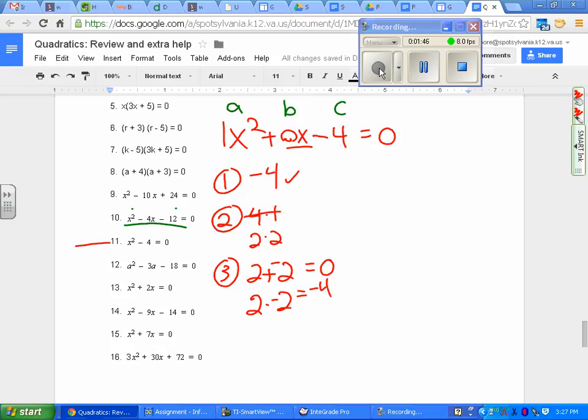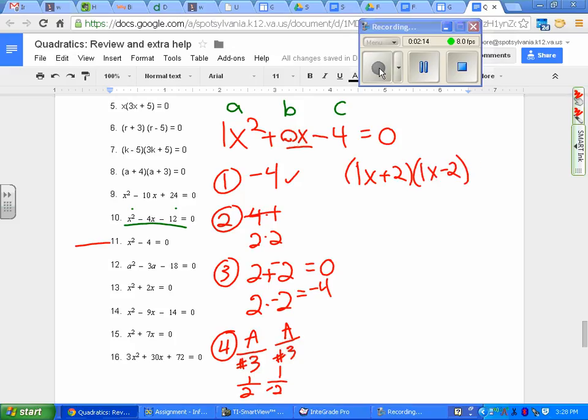All right. Step number 4 is the fraction. A over number 3 and A over number 3. A is 1. Number 3 is 2. A is 1. Number 3 is negative 2. So our answer for this one is 1x plus 2 and 1x minus 2 equals 0.